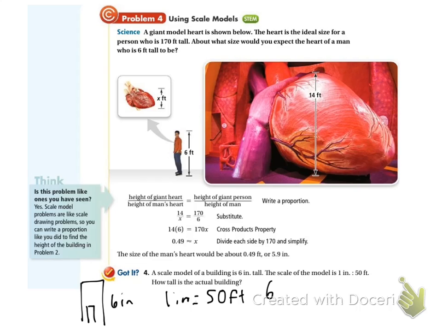So again, I'm just going to do it the way that we did it a couple sections ago. 6 inch over 1. I want to get inches into feet, so I'm going to put inches on the bottom. 1 inch is 50 feet. My inches cancel off. And I multiply straight across, I get 300 feet.